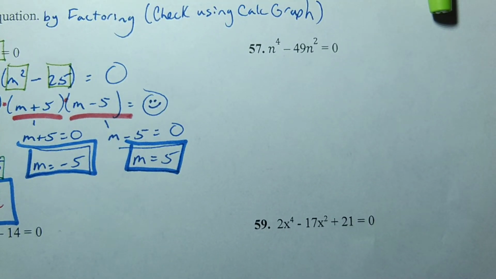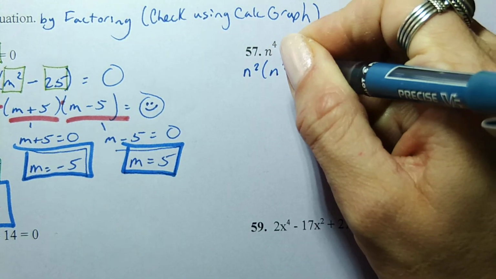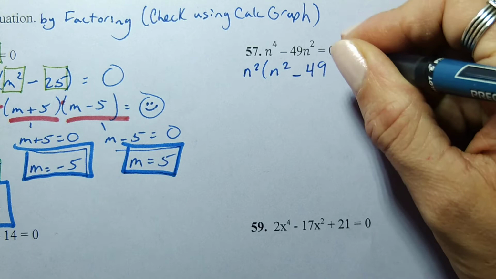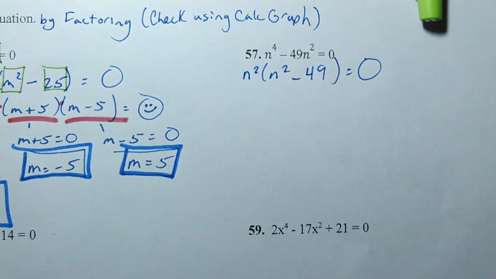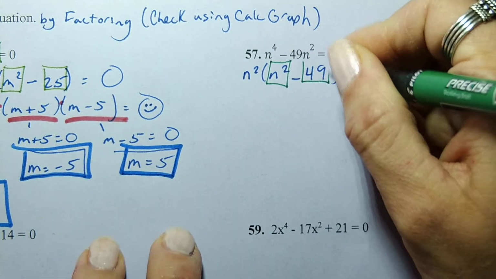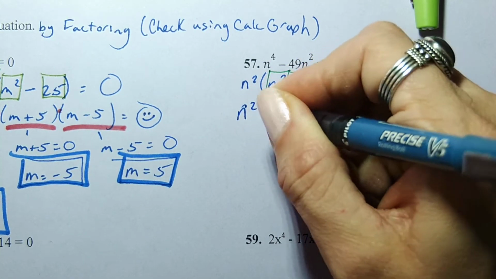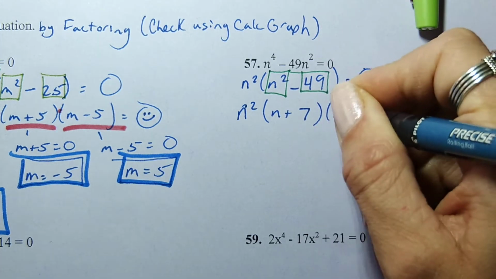What's the first thing we check for when we're factoring? Do we have a GCF? Yeah. There's no number we can take out of both other than 1, but how about variable-wise? n squared, take it out. So n squared, and that leaves me with n squared minus 49 equals 0. Can I factor that a little bit further? Why? Difference of squares, a good one to have on your radar. So n squared, n plus 7, n minus 7.